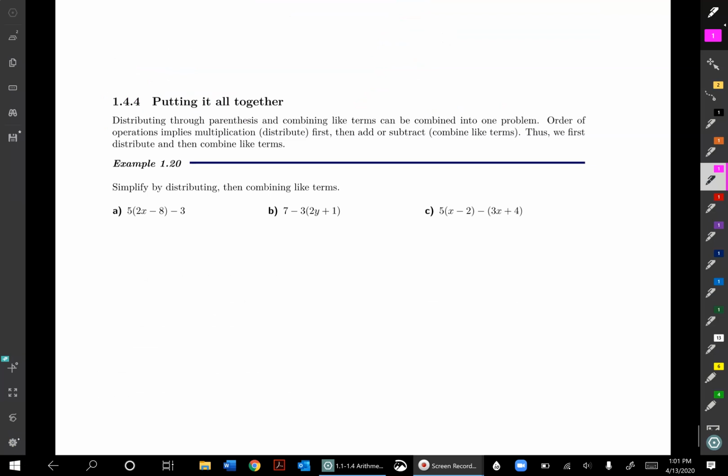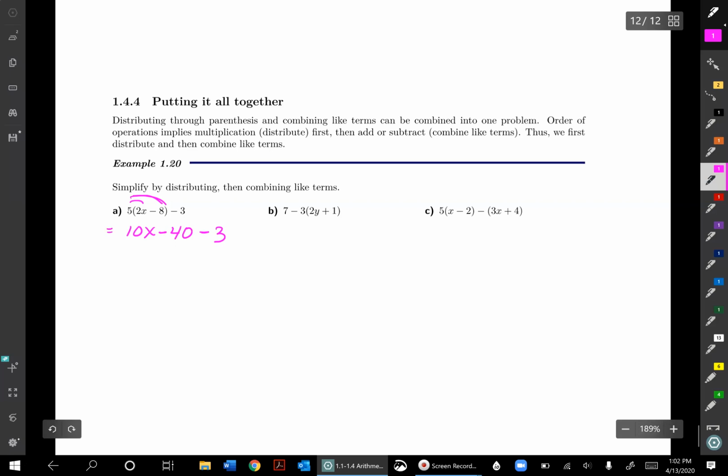We have example 1.20, or maybe it's 1.20. Simplify by distributing, then combine like terms. So first we need to deal with the parentheses. We're not going to do what's inside the parentheses because there's not like terms. If there were like terms inside the parentheses, I would go ahead and combine them. But my only choice here is to distribute. So I have 5 times 2x is going to give me 10x. 5 times the minus 8 is minus 40. And then the minus 3 just comes down.